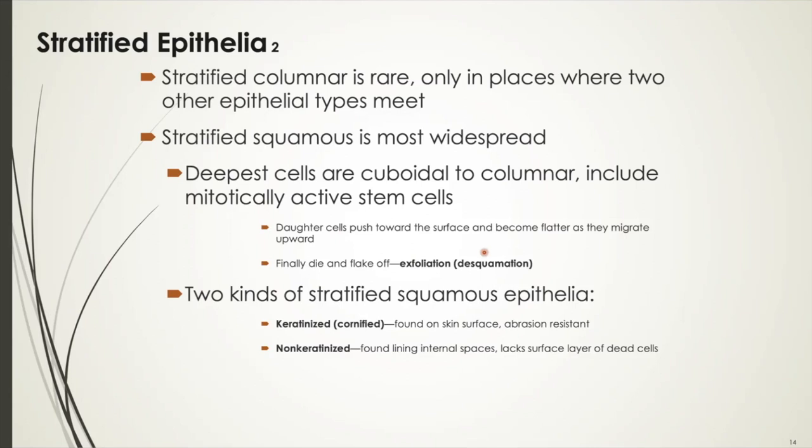Okay, so two kinds of stratified squamous epithelia are going to be keratinized and non-keratinized. So your keratinized are going to be found on the surface skin. They're going to be resistant to abrasion. The non-keratinized are going to be found internally, lining the internal spaces, and they lack the surface layer of dead skin. So there's not that sloughing off that takes place like it would on your actual skin.